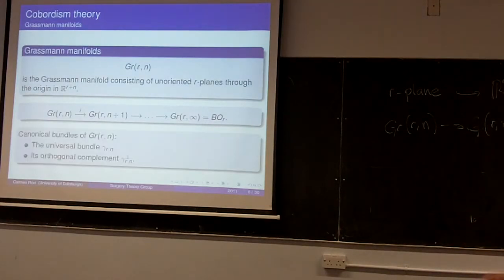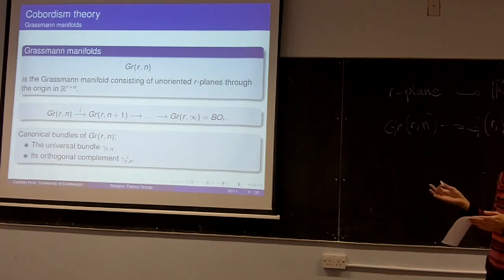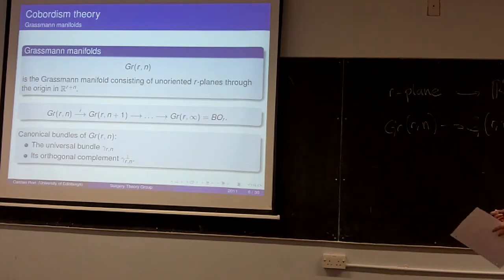Now, Grassmann manifolds have two different canonical bundles that I'm going to denote by gamma R,n and gamma perp R,n. We'll be using mostly the universal bundle, which is most important for the Thom construction. But in recent years, the orthogonal complement has also led to very interesting research.